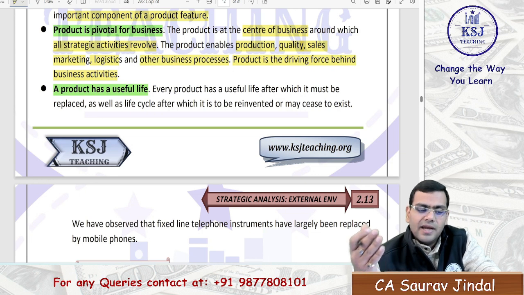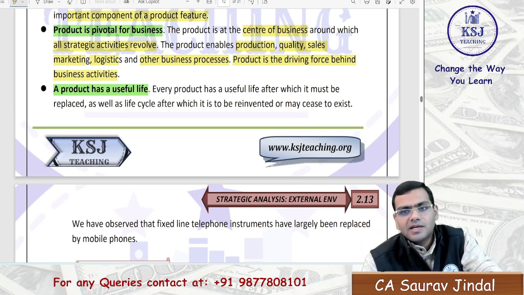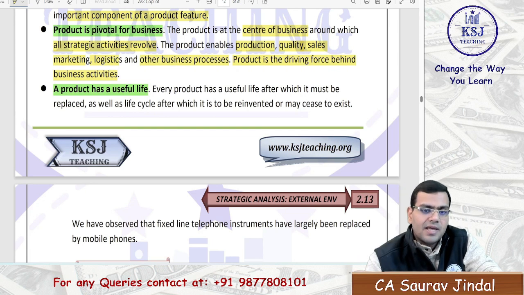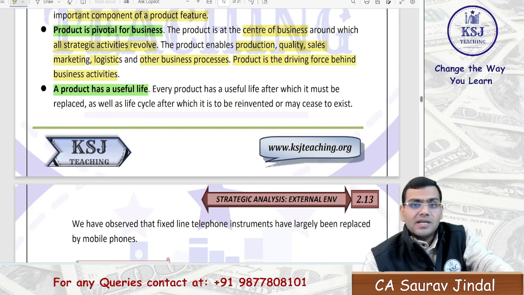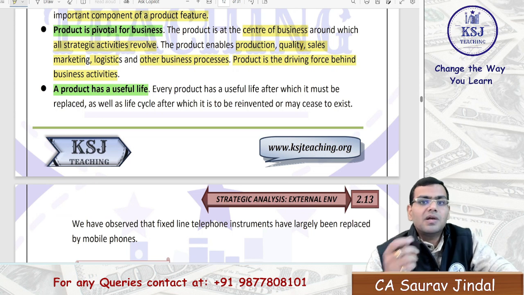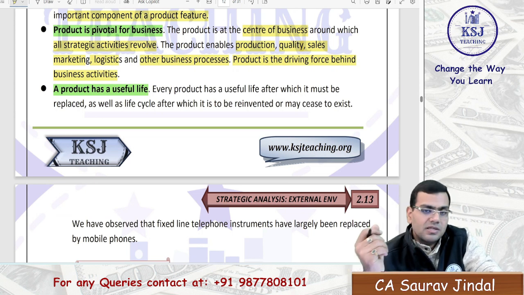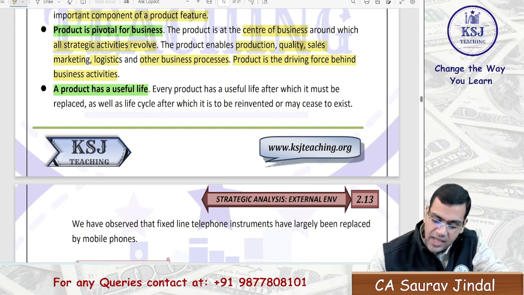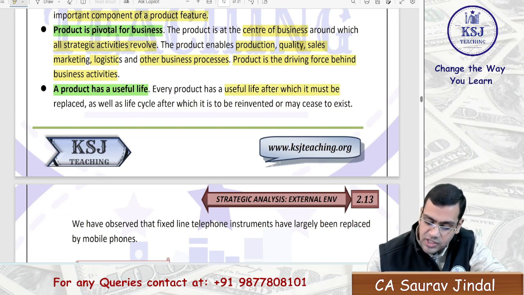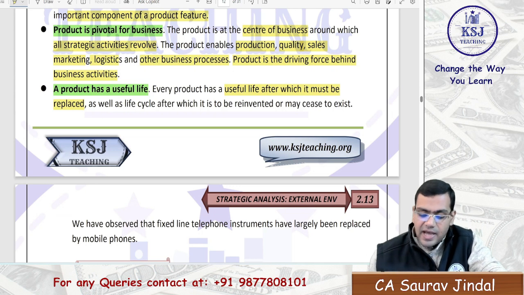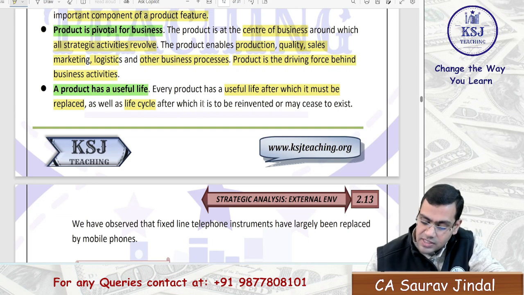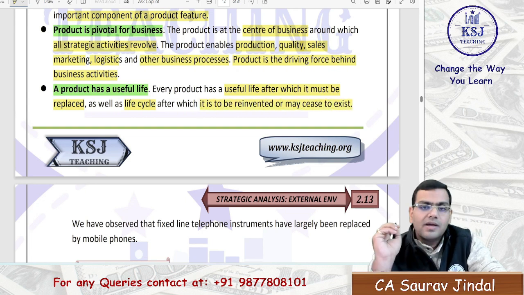At the end of the useful life, the product might be in working condition, but still you will have to scrap it. Why? Because the product will not lead to customer satisfaction now, right? It is not going to add value to your life now. It is in fact going to decrease the value in your life. So ultimately you will have to change your product, right? So every product has a useful life after which it must be replaced, as well as the life cycle. We are going to study the product life cycle, after which it is to be reinvented or may cease to exist.